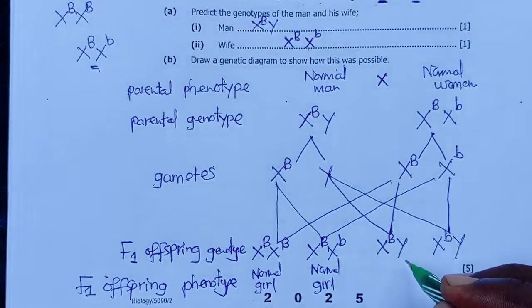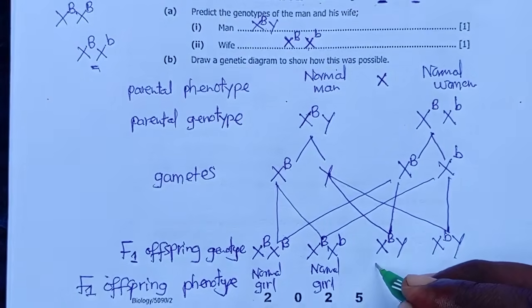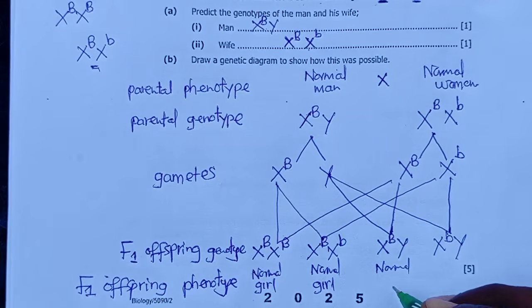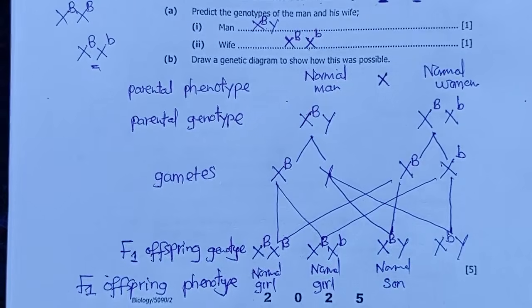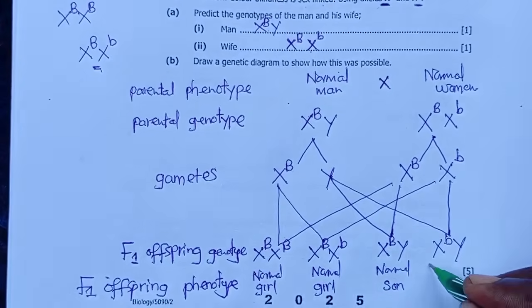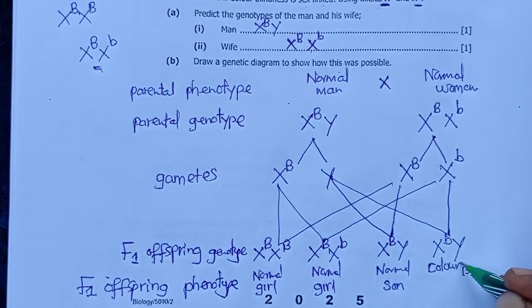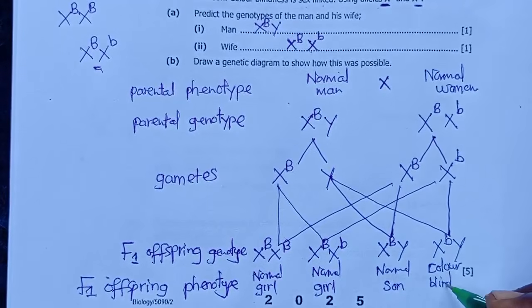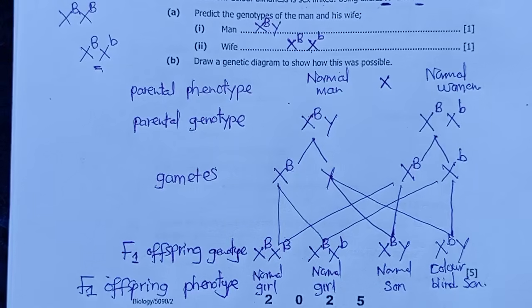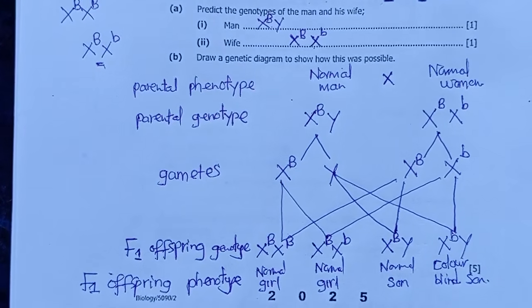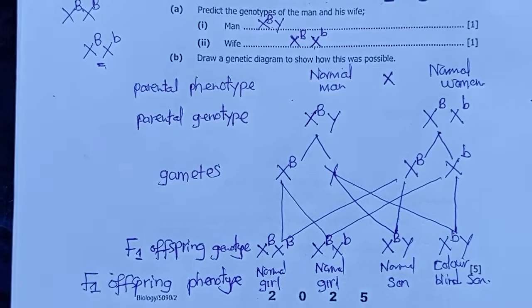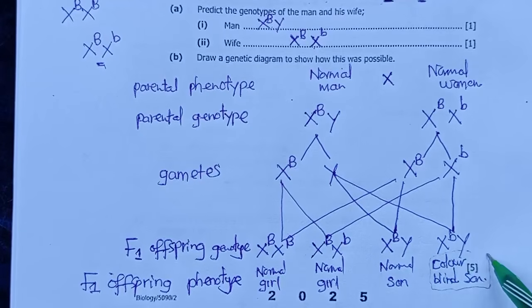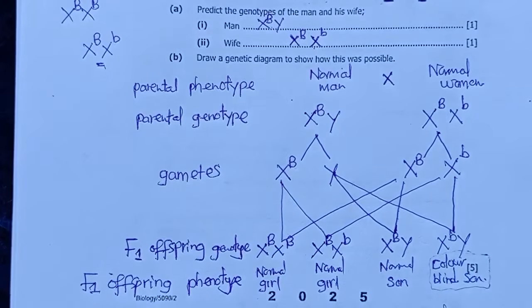This one is a normal son, because of XY. Only girls get to have XX. So this one is now a color blind son. So just by looking at this genetic diagram, you are able to tell that it is possible to have a son with color blindness. Have you seen here? It is here, color blindness. So it is very possible.